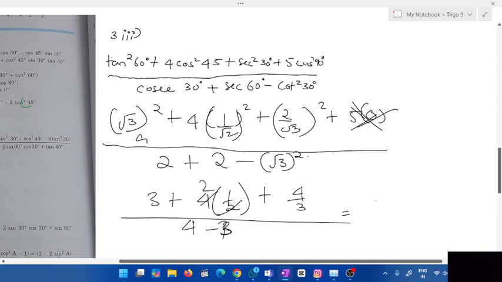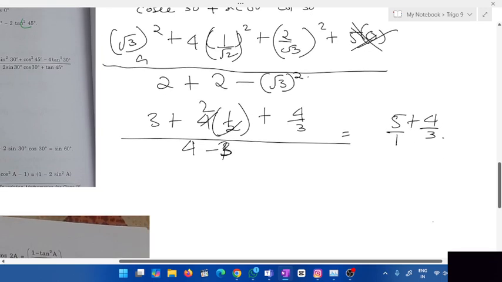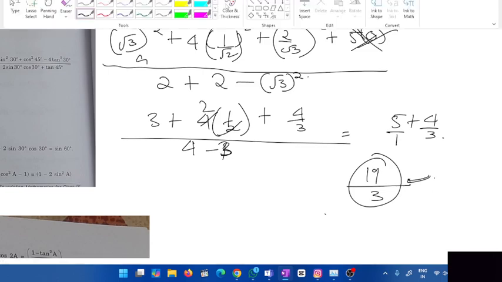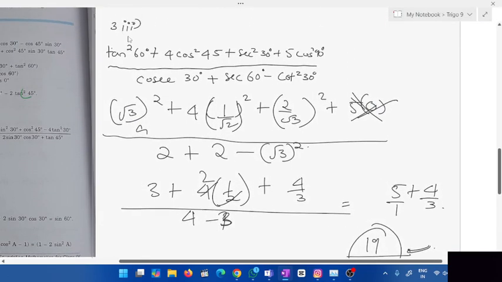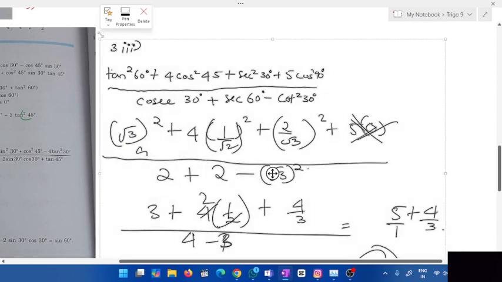Okay, what do you get for this, students? 3 plus 2 is 5, 5 plus 4 by 3, divided by 1. 1 you just ignore. Take LCM for this. 15 plus 4, 19 by 3. Or if it's a mixed fraction, convert it into a mixed fraction. 19 by 3 is the answer. Did all of you get 19 by 3? Yes, sir. Okay, good. Up to here it's fine.